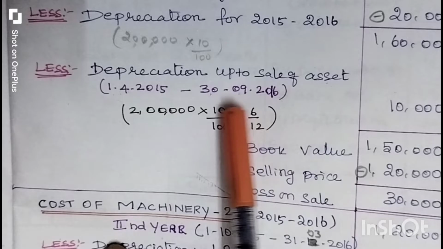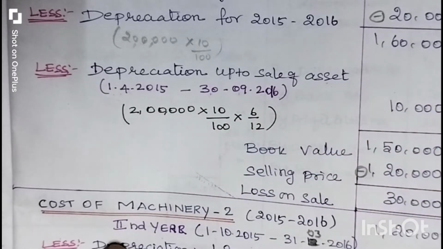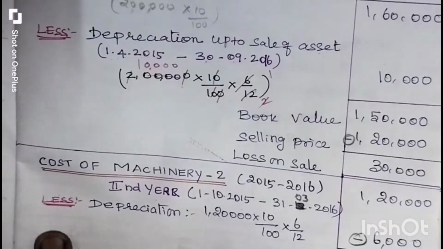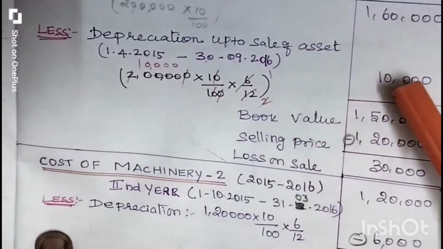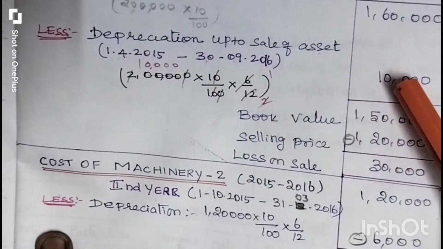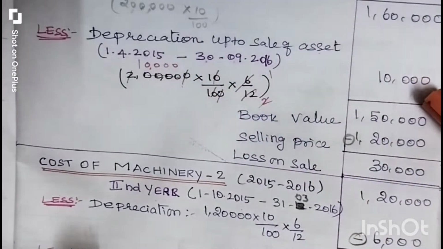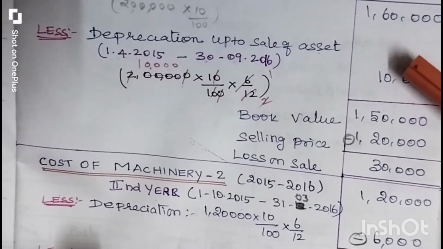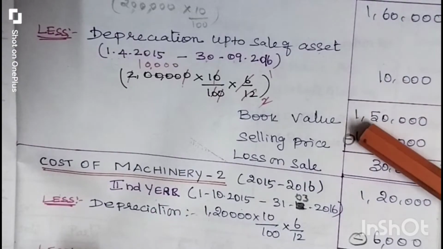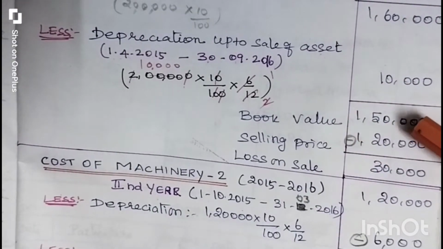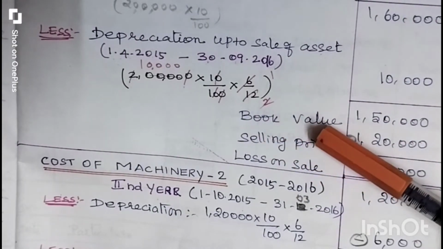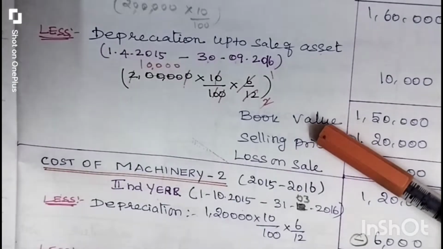After cancelling, you get 10,000 rupees. This is the depreciation up to the sale of the asset. So you subtract 10,000 from 1,60,000 and you get 1,50,000 rupees. This is the book value when the asset was sold.